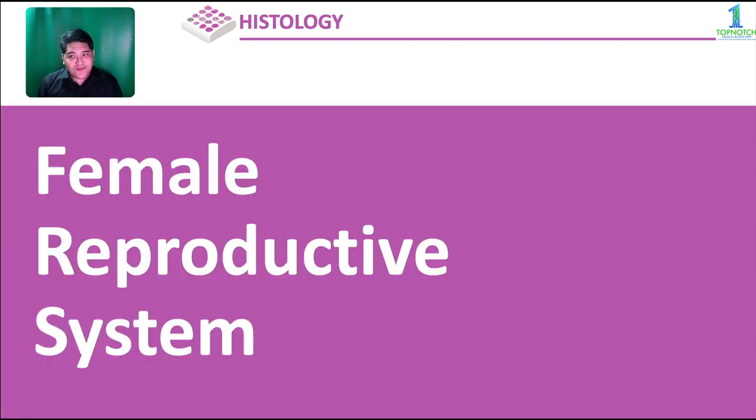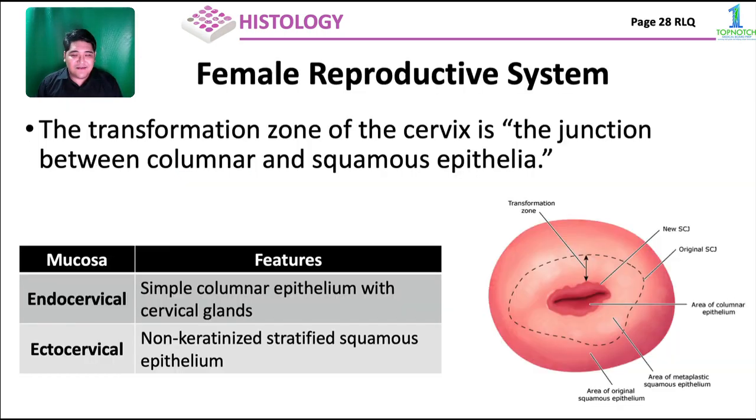Alright, now let's move on to the last topic, your female reproductive system. Congratulations, no? This will be discussed again in OB, na daanan siya ni Ana Cruz sa female repro, pero importante dito yung transformation zone, no? Ayun yung junction between the columnar and squamous epithelia. So, this is your transformation zone.